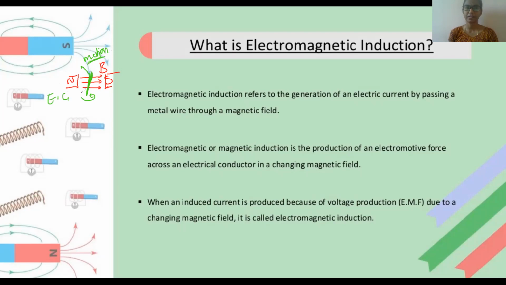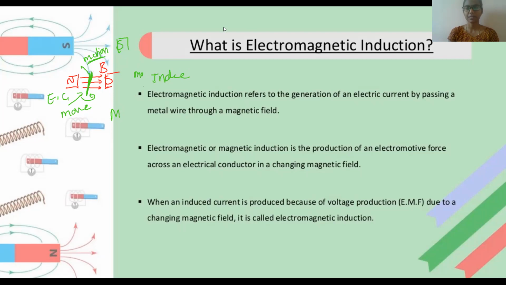Is the reverse possible? That means when you move the conductor, instead of passing electricity to get motion, can we get electricity? Suppose the magnetic field is from north to south. When you move a conductor inside a magnetic field, will current be produced or induced? That is the topic called electromagnetic induction.